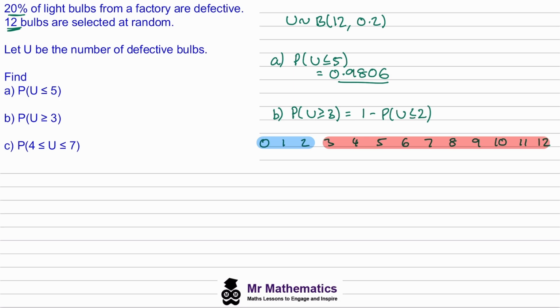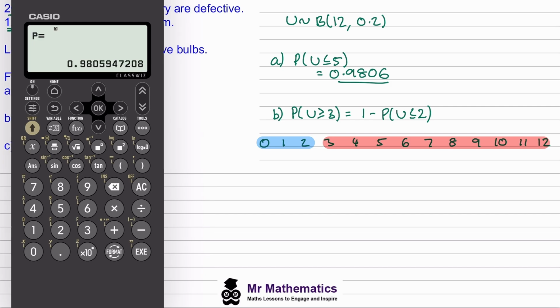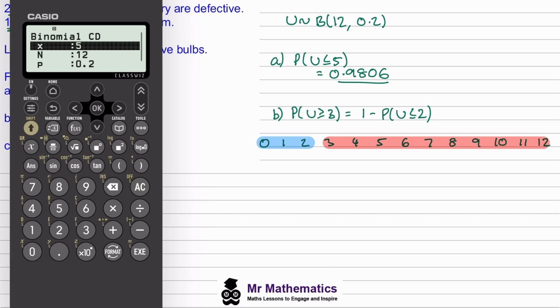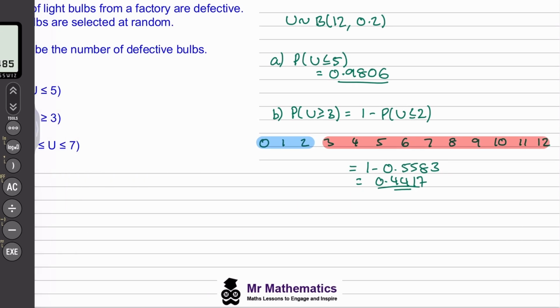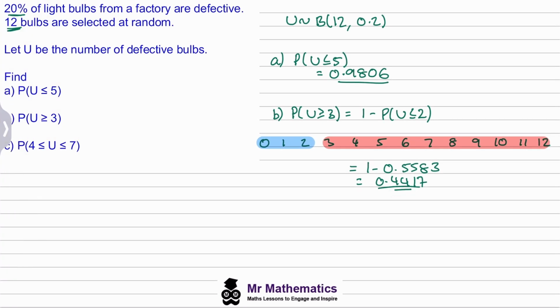If we go back to our calculators, we can change our X value to 2. We'll keep N and P the same. And we get 1 minus 0.5583. When we work this out, we get 0.4417. So this is the probability of U being greater than or equal to 3.